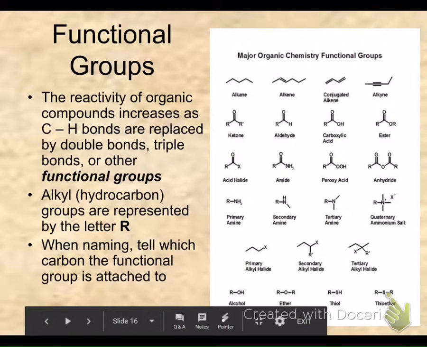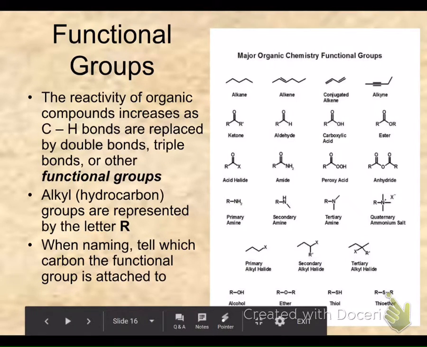We do this to simplify the writing. Instead of having 20 carbons out to the left of this OH group, I can just write R. And then I can just focus in on the fact that it's an alcohol. So we use R really to abbreviate the structure, make it easier to draw.